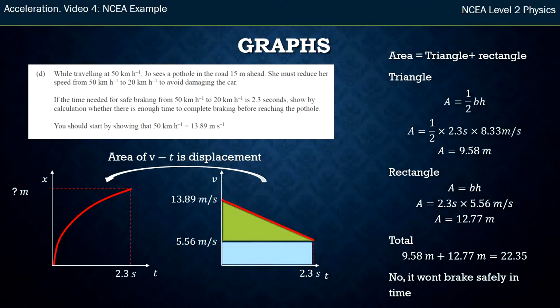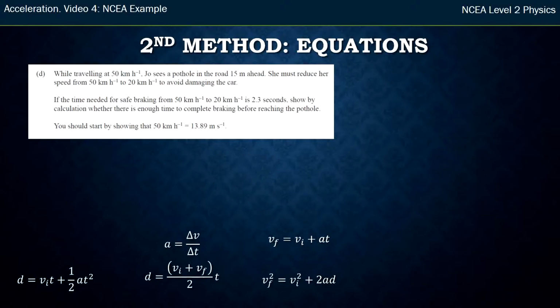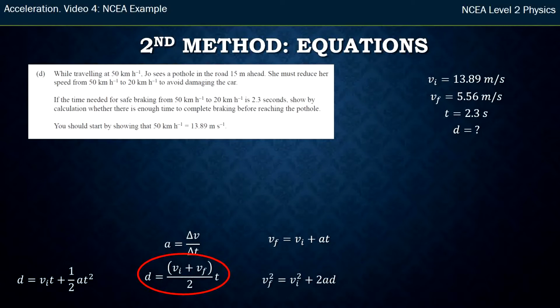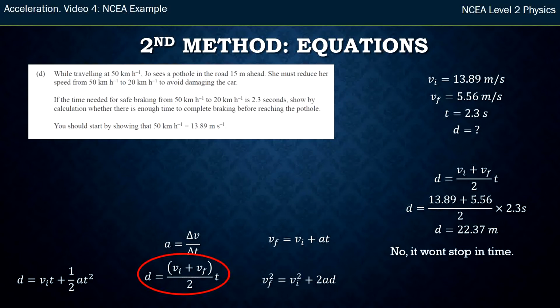I could do the same problem using an equation. Because I've done my motion map already, I already know my velocity is positive but decreasing, and my acceleration is negative but constant. Alright, so what have I got? I've got the initial velocity was 13.8, I'd already worked that out. My final velocity is 5.6, my time's 2.3, and I want to work out my distance. So which of those equations has all that in it? It's this one here, the one that's missing the acceleration. Put my numbers in, work it out, and I get exactly the same answer as before, 22 meters, which again, it won't stop in time.